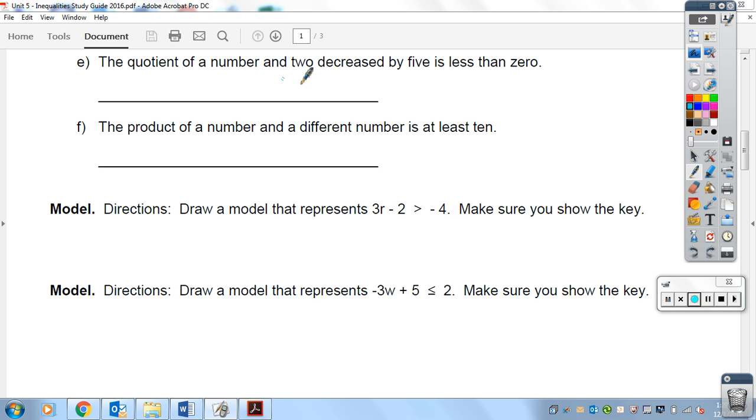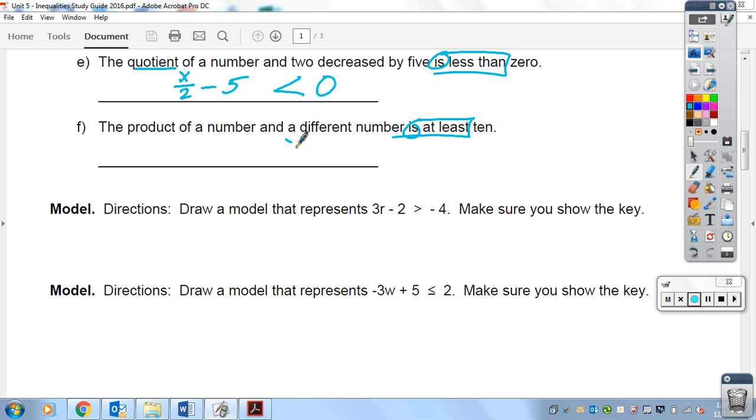The quotient, I'll always circle my is less than. Is less than is different than less than. Is less than 0. The quotient, which means division. The quotient of a number and 2. The quotient of a number and 2 decreased by 5 is less than 0.